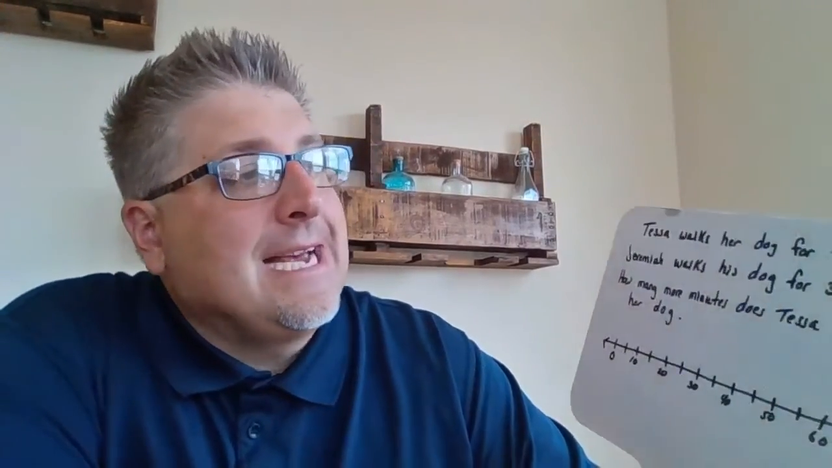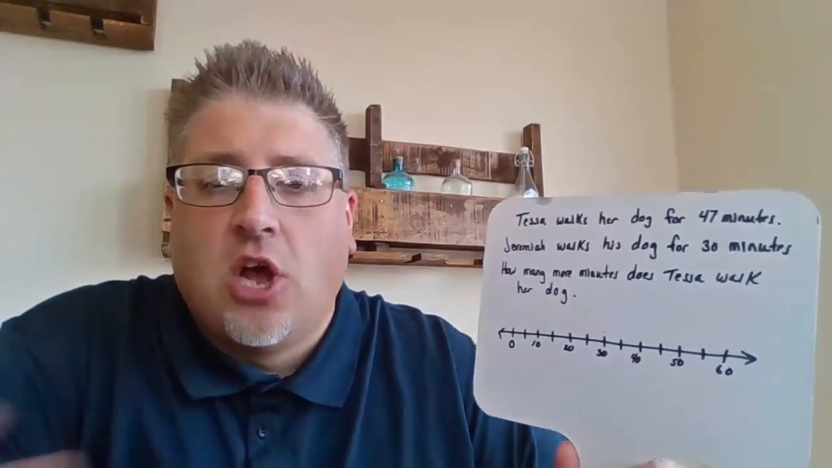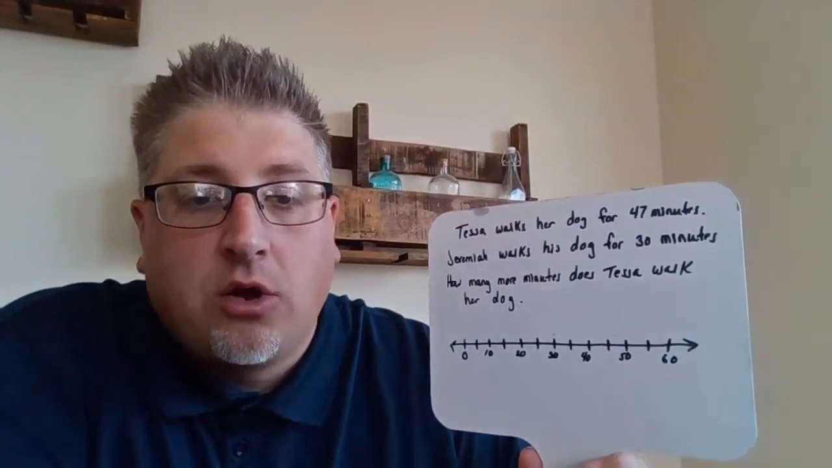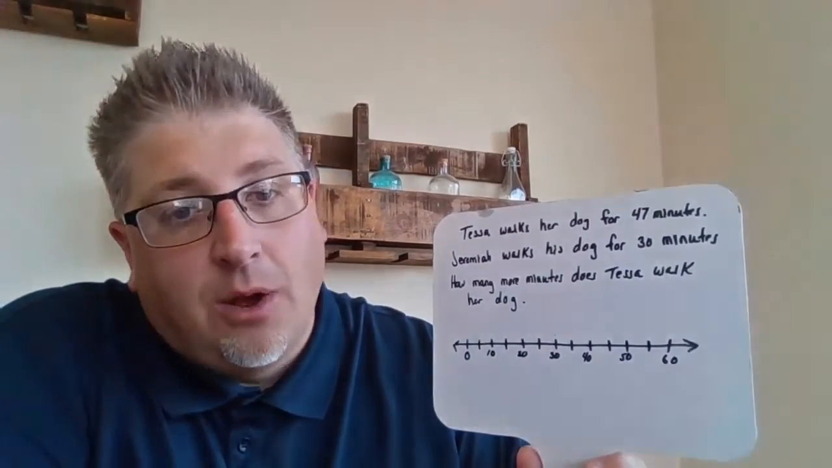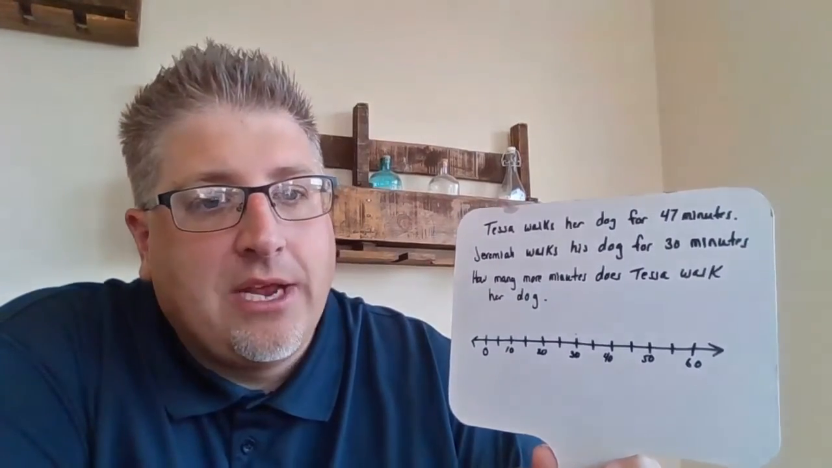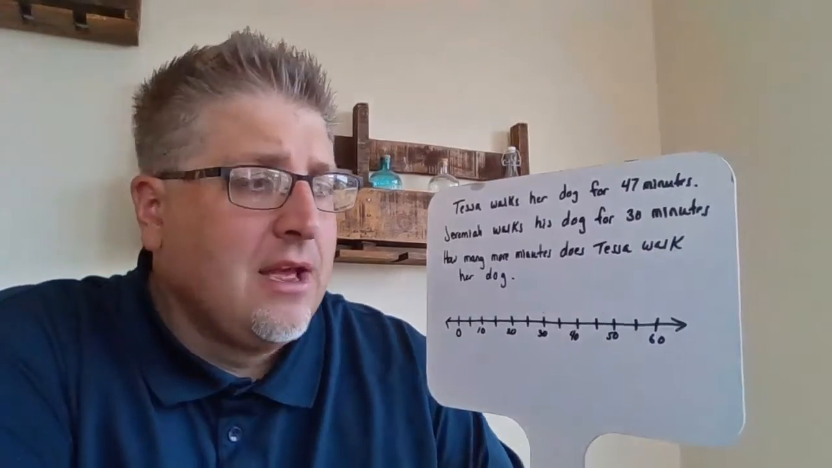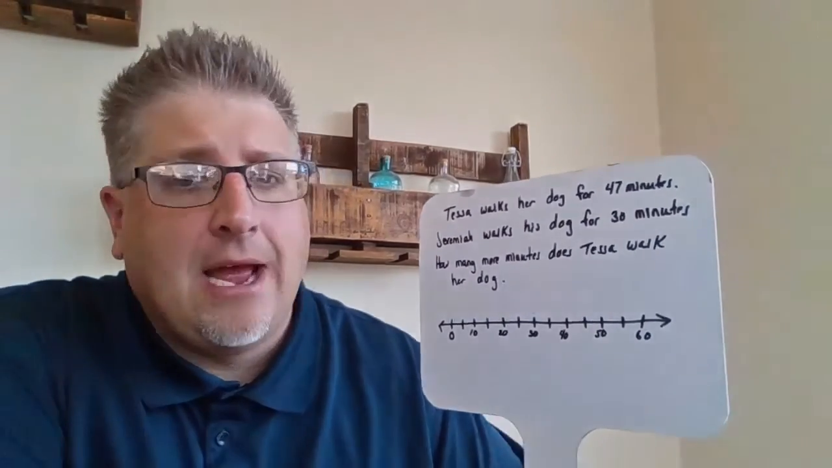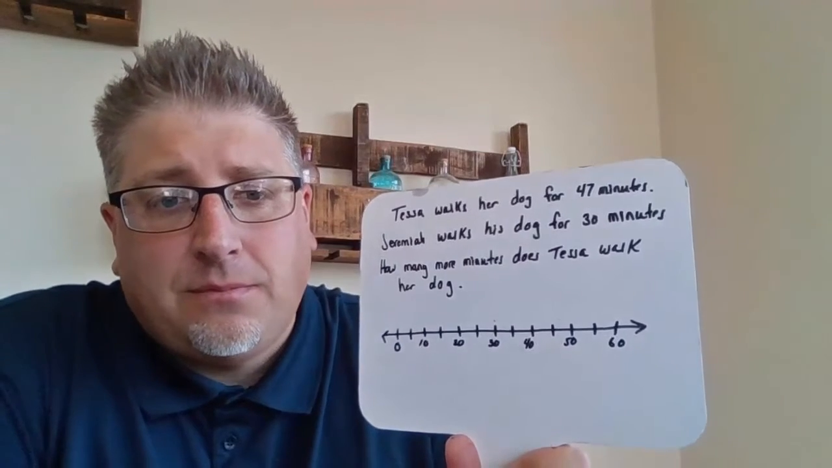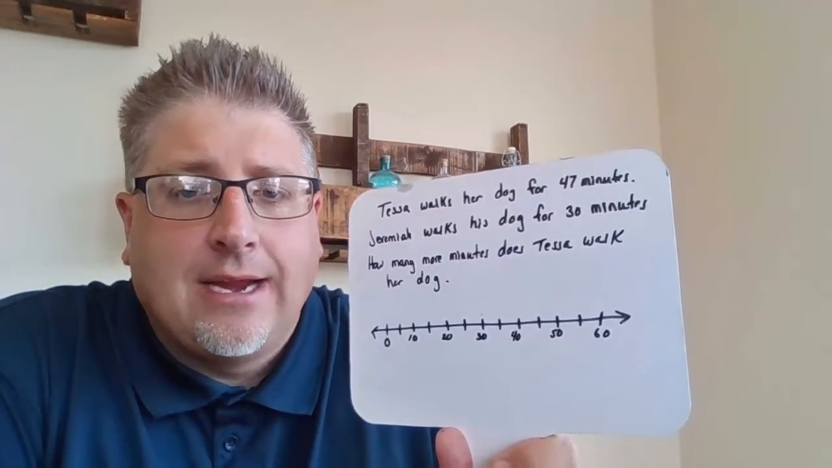And in this problem, it says, Tessa walks her dog for 47 minutes. Jeremiah walks his dog for 30 minutes. How many more minutes does Tessa walk her dog? Okay, like I said, some of us are already in our math minds thinking, wow, I can solve this simply. I can just take some numbers and do some work with that, which is great. But what I like to do is plot where we are on the number line and then work from there.